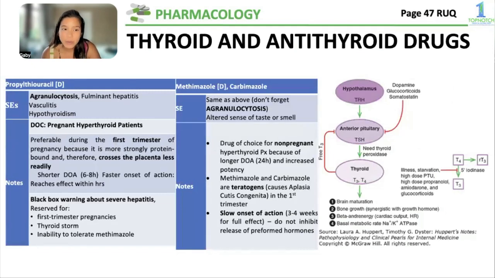So what are some anti-thyroid drugs for patients who are hyperthyroid? For patients who are hyperthyroid, we have propylthiouracil and your methimazole and carbimazole. Let's start with your PTU. PTU is the drug of choice for pregnant hyperthyroid patients, especially during the first trimester of pregnancy. Why is that? PTU is highly protein bound. Therefore, it doesn't cross the placenta as much. It also has a shorter duration of action and a faster onset of action, which is why we also use it in thyroid storm, where we need very, very quick, rapid reduction of your thyroid hormones.